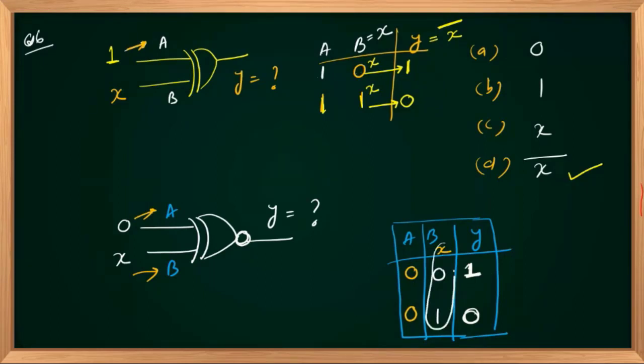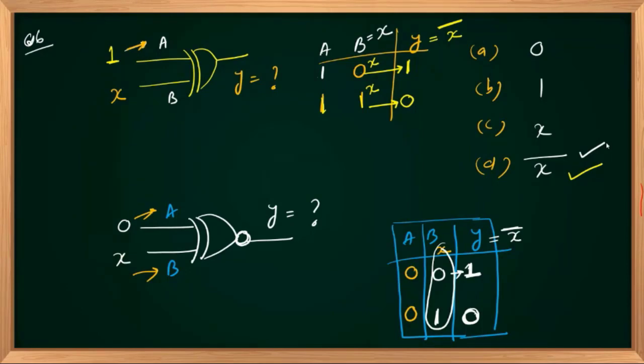What is the relation between X and Y? X equal to 0, Y is 1, so X complement. X equal to 1, Y is 0, and X complement. So same answer, right? And that is obvious.